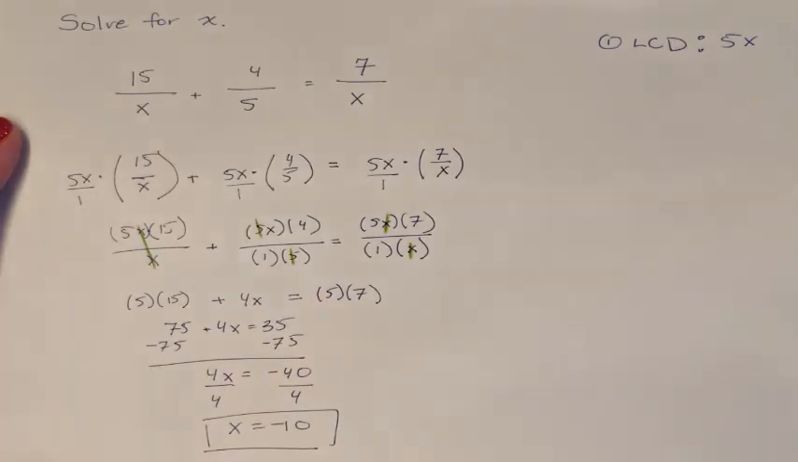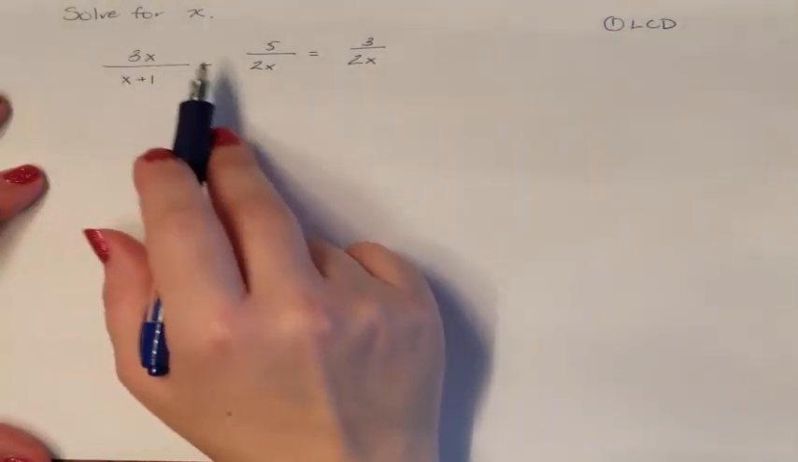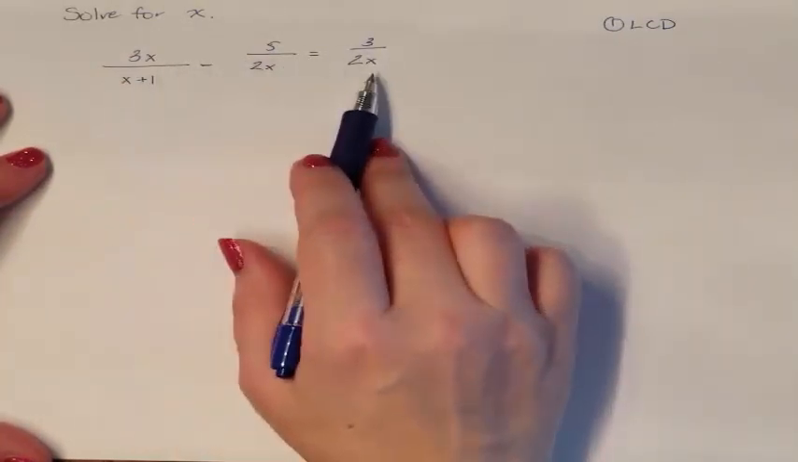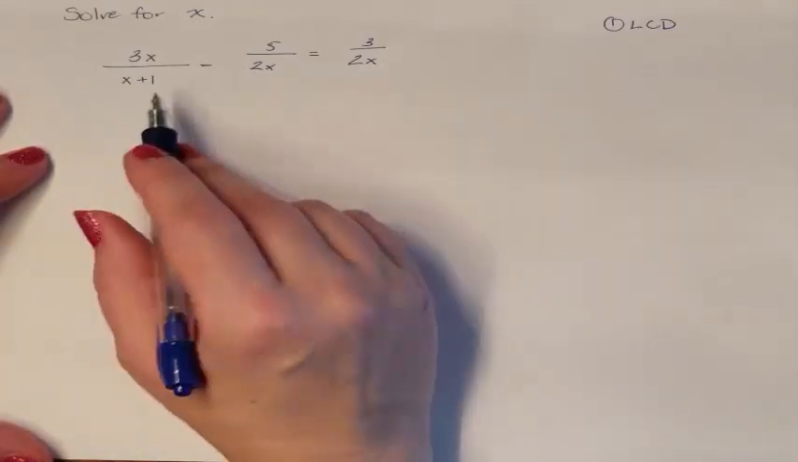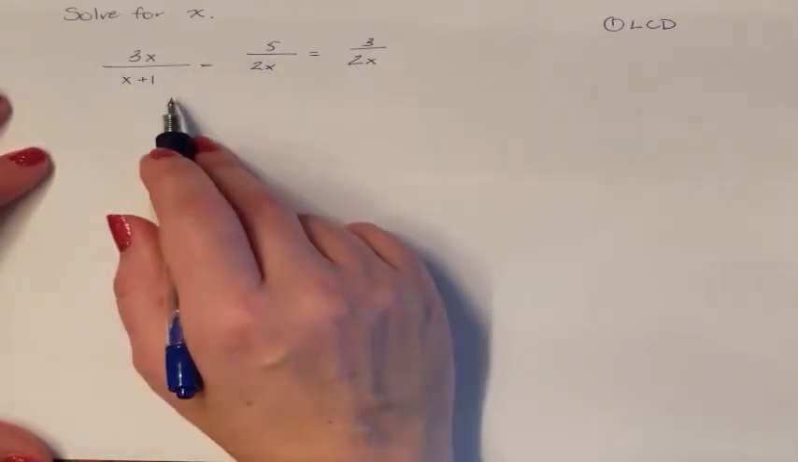And my answer is x equals negative 10. So now we're being asked to solve for x. I have a fraction minus a fraction equaling a fraction. And one of the strategies is to get rid of all the fractions. And the way to do that is to multiply every fraction by each of the different denominators.